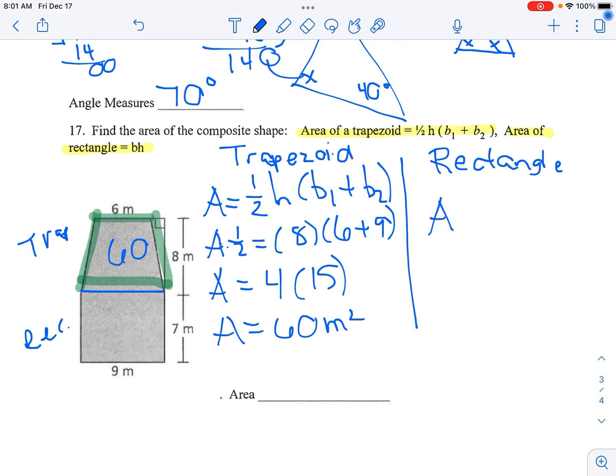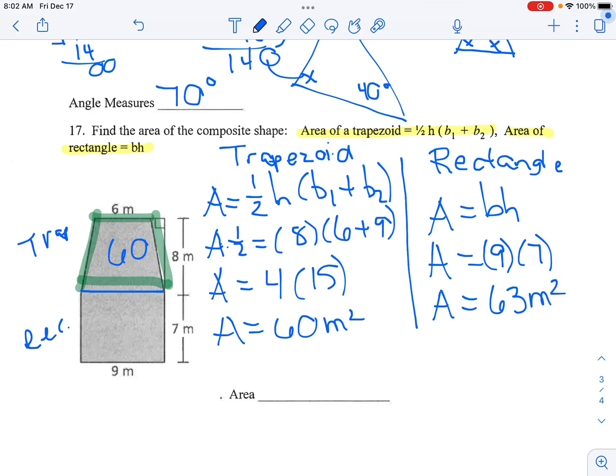For my rectangle, I'm going to do base times height. So I'm going to do 9 times 7. And we know 9 times 7 is 63, so that would be 63 meters squared.